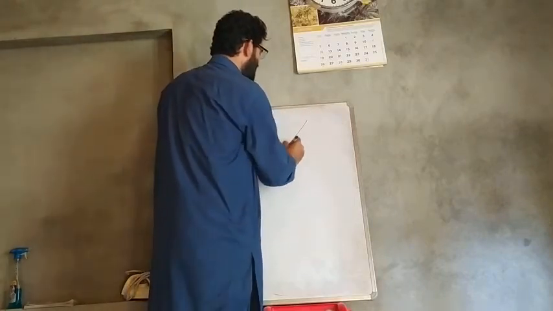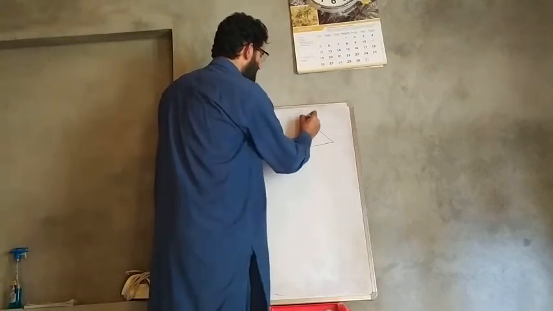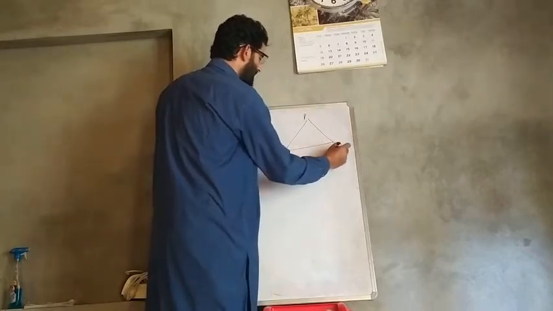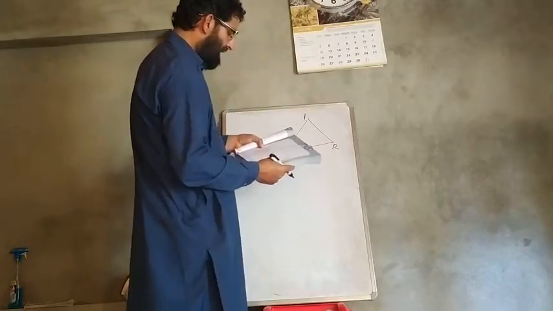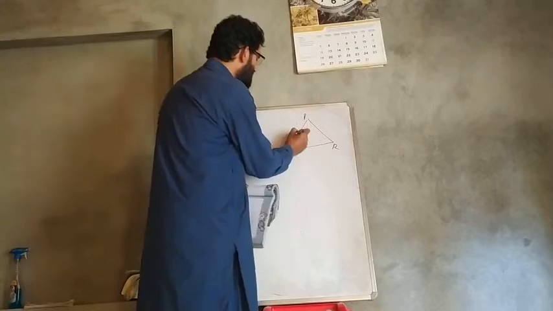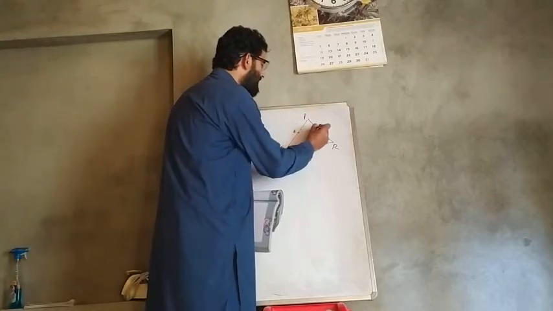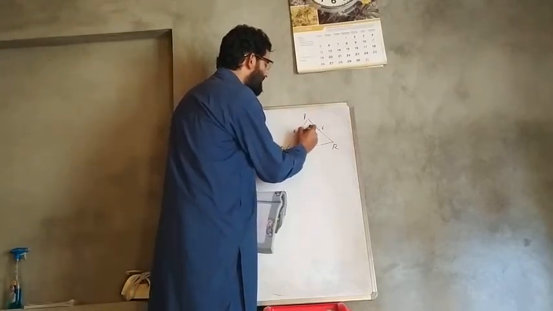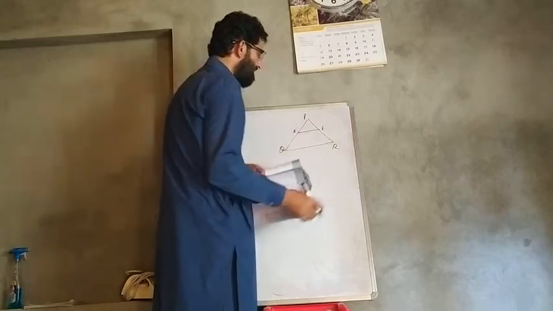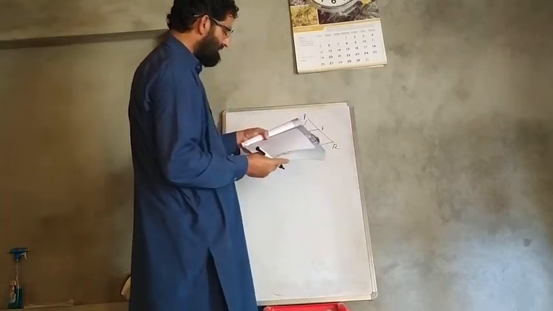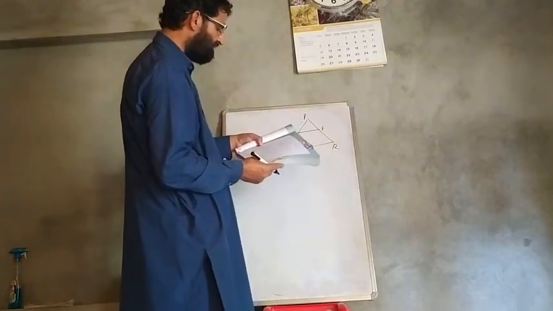Let's draw a triangle PQR. This is P, this is Q, this is R. And E and F are the points. Suppose E is here and F is here. Let us join this EF. E and F are the points on the sides PQ and PR.